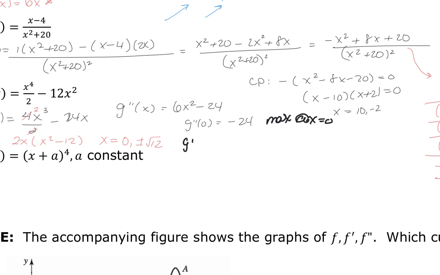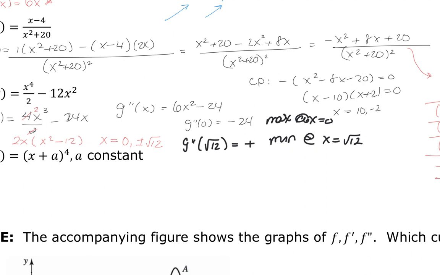Okay. G double prime of the square root of 12. When I put in the square root of 12 and I square it, it's going to be much bigger. So 12 times 6 is going to be much bigger than 24. So this will be positive. So this is a min at x is equal to the square root of 12.